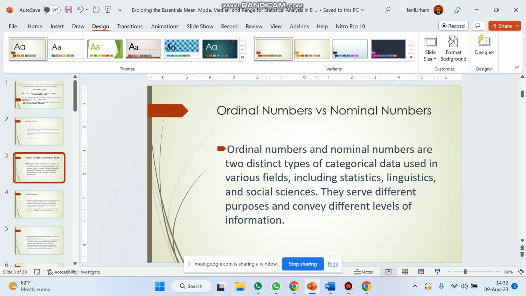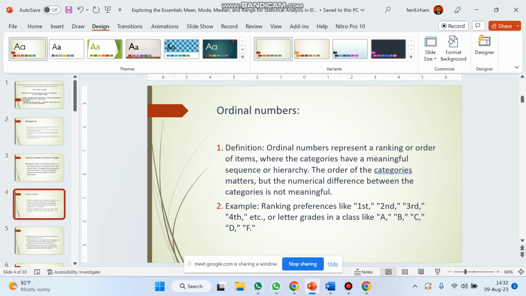Okay, before we enter the topics, we could discuss ordinal numbers and nominal numbers. Ordinal numbers and nominal numbers are two distinct types of categorical data used in various fields, including statistics, linguistics, and social sciences. They serve different purposes and convey different levels of information.